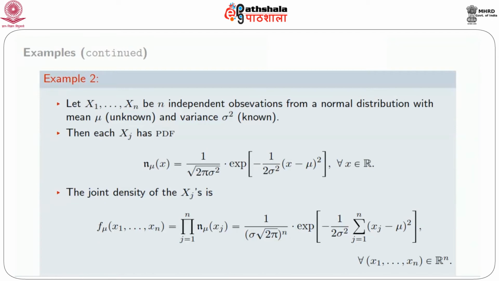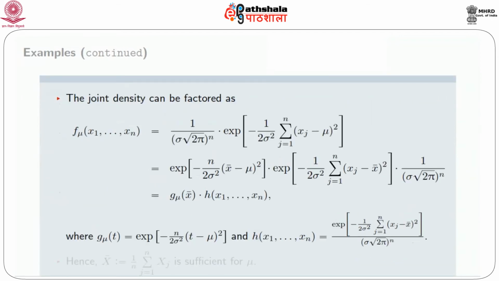This is the product over j from 1 to n of the marginal PDF of x_j, and it boils down to (1 by sigma root 2 pi) whole to the power n into e to the power minus 1 by 2 sigma squared into summation over j from 1 to n of (x_j - mu) whole squared, where each x_i belongs to the real line. Now the joint density can be factorized as (1 by sigma root 2 pi) to the power n into e to the power minus 1 by 2 sigma squared into summation over j from 1 to n of (x_j - mu) whole squared.